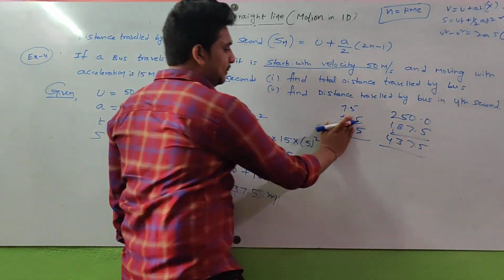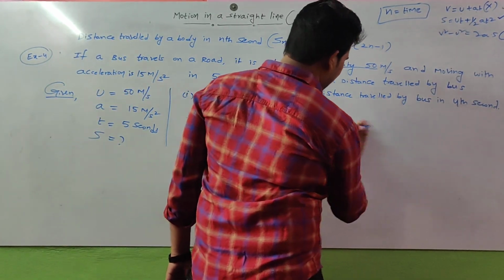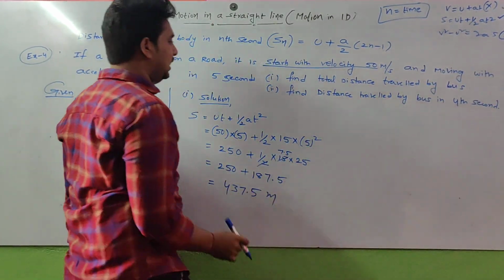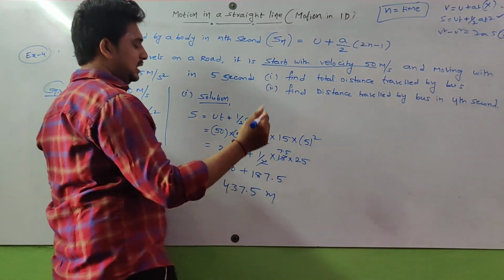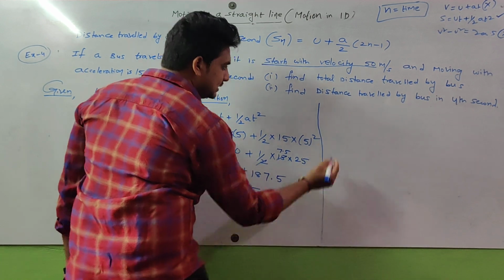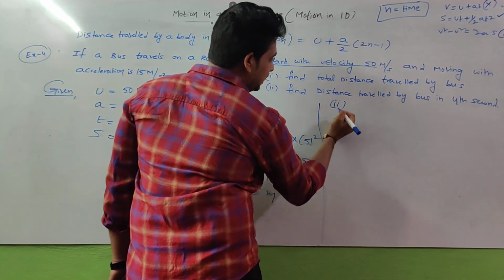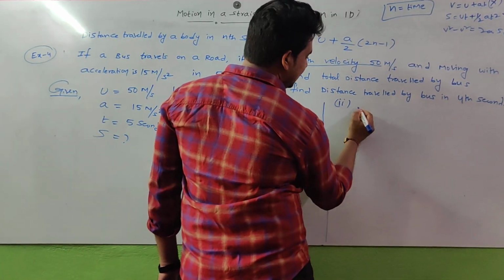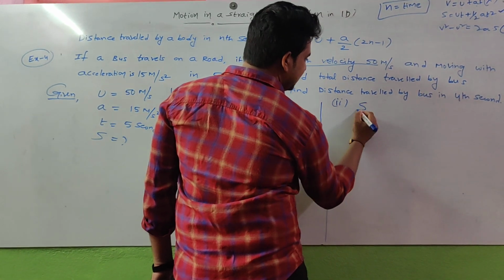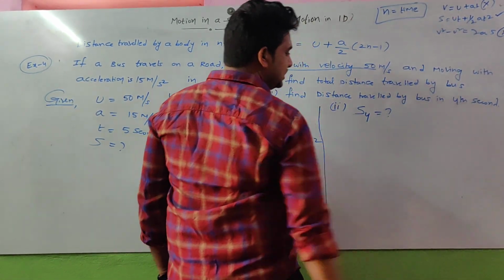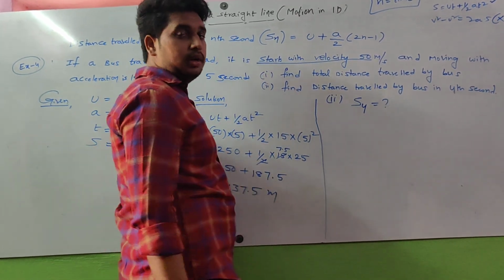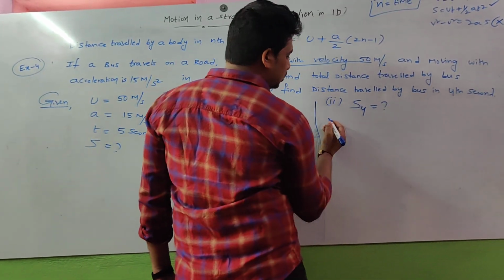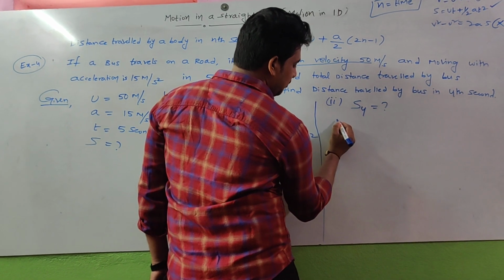This is the first step. Next, what is the second step we need to find? Find the distance traveled by bus in the 4th second. That means S4 we need to find. Distance traveled by bus in the fourth second means S4. So how to find S4 here? So already you know the fourth equation of motion.